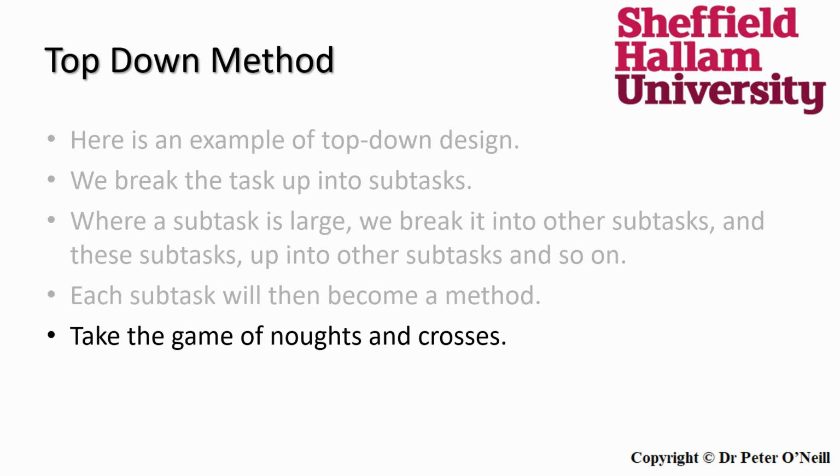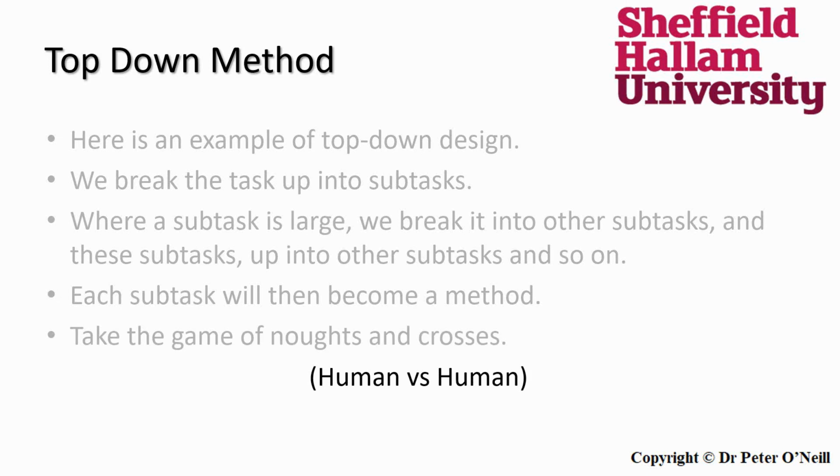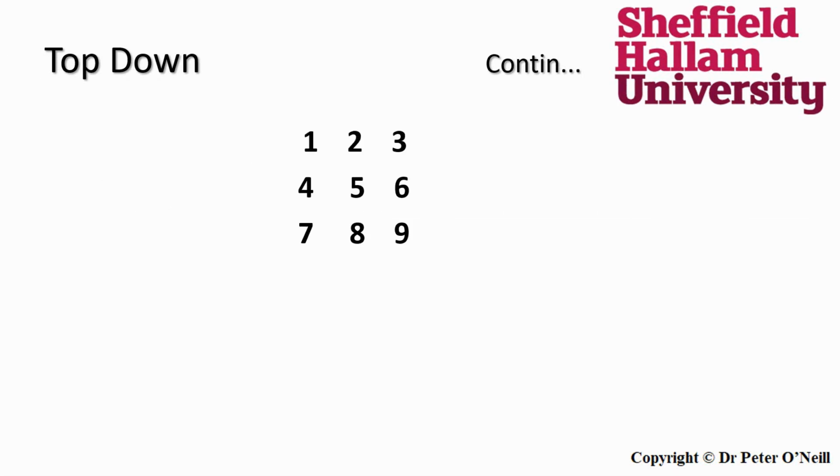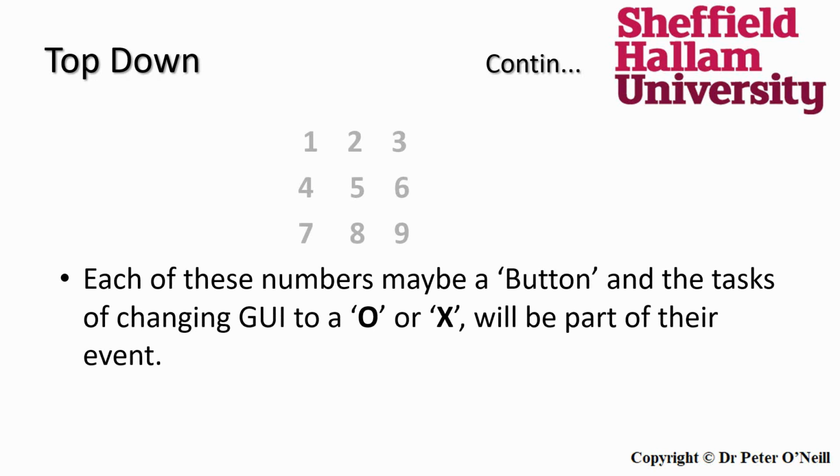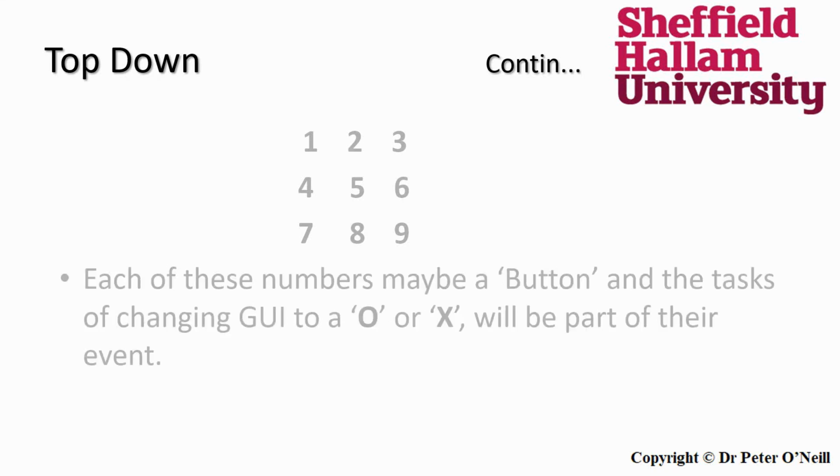Take the game Noughts and Crosses. So it's human versus human. So top down. First of all, we may start with a board as simple as just 1 to 9, laid out in the arrangement. Each of these numbers may be a button, and the task of changing the GUI to a nought or an X will be part of their event.